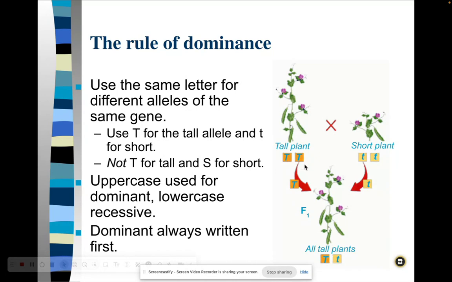So tall plant, true breeding tall plant will be capital T, capital T. Short plant will be lowercase t, lowercase t. And then we'll talk about why all these tall plants are capital T, lowercase t.